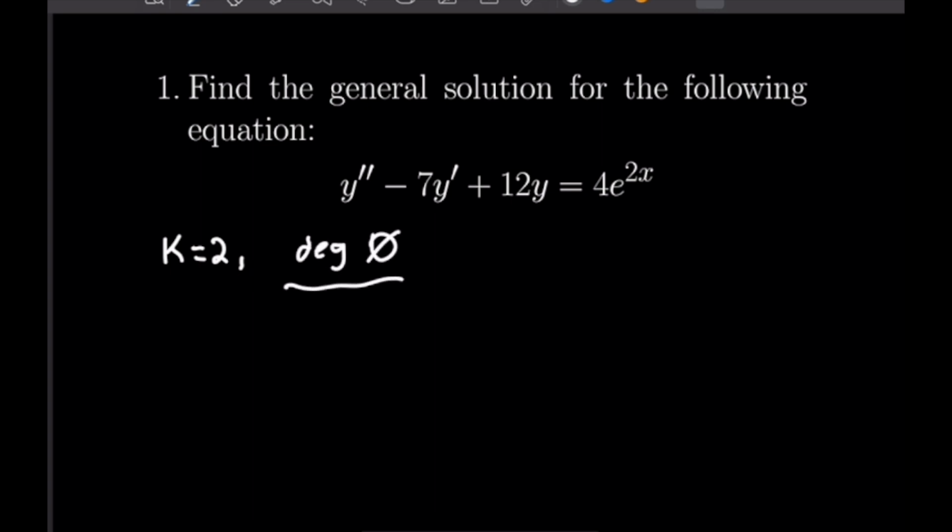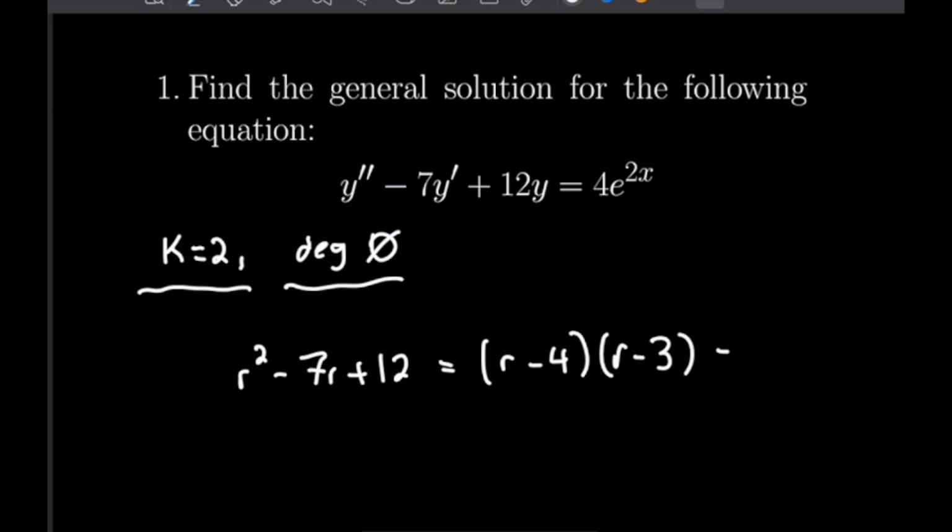This part tells us what degree of polynomial we need to attach to our e term, but we need to see if we need to add any x's there. So we need to check to see if this 2 is a root of the corresponding characteristic polynomial, r² − 7r + 12. We can easily see that it factors as (r − 4)(r − 3), which gives us the roots r = 4 and r = 3, and 2 does not equal either of those. So that means we don't have to worry about attaching an x.